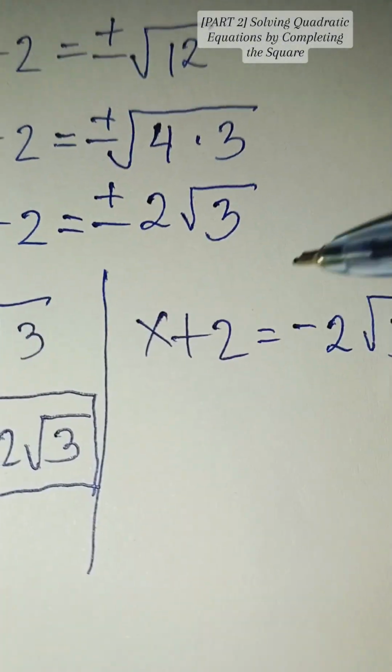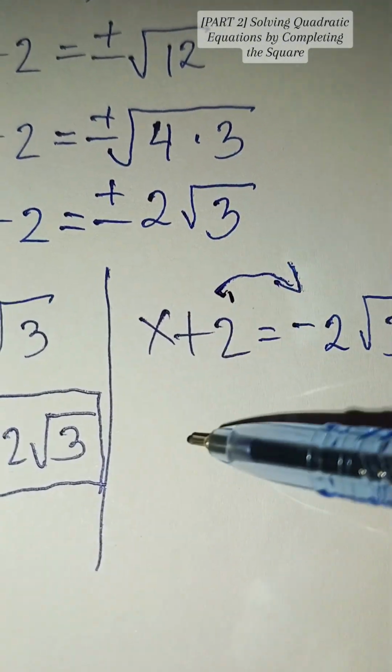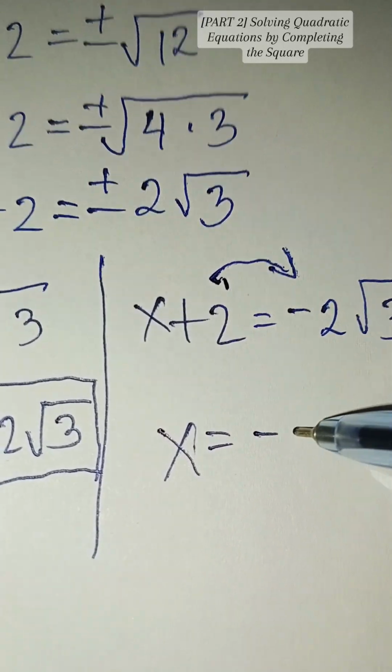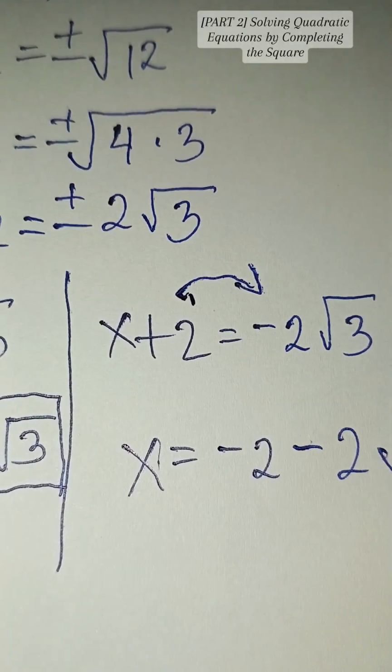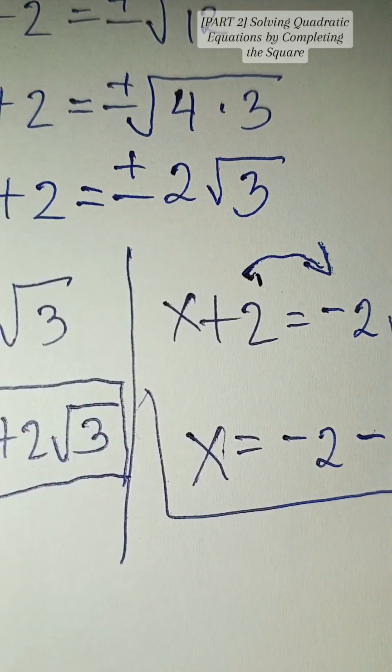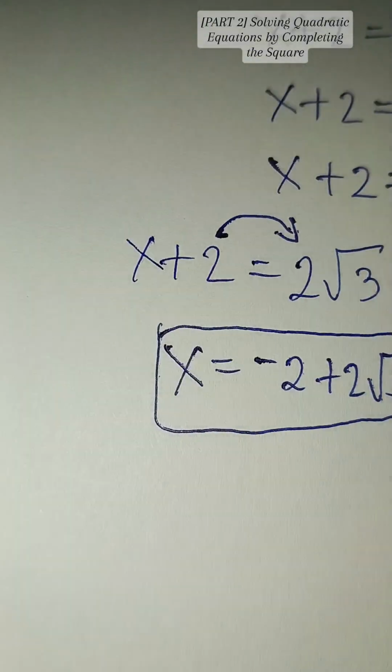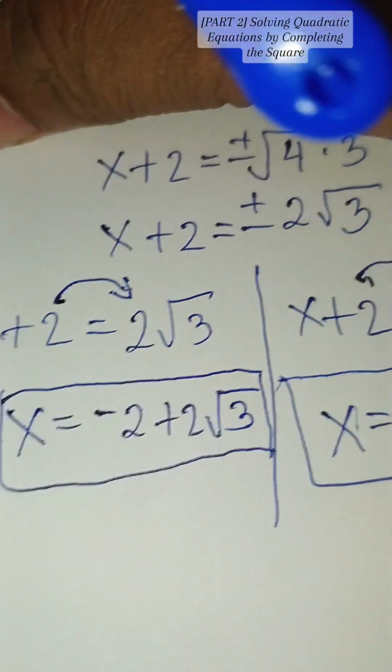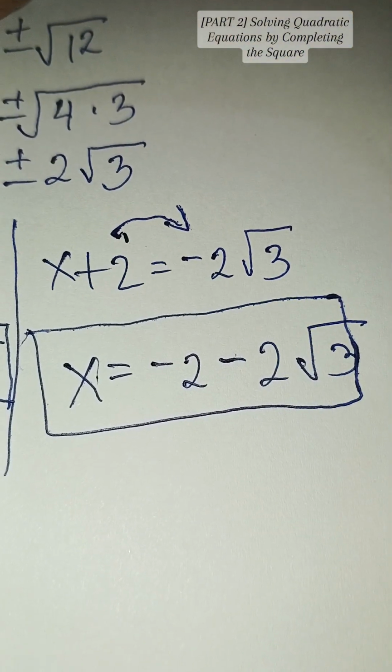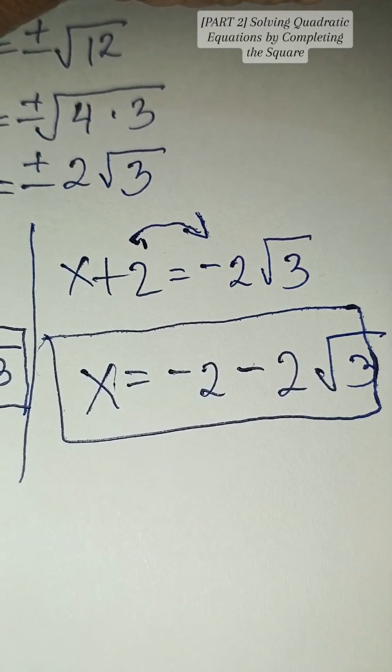Then the other one: transpose to the right, so x equals negative 2 first, minus 2 square root of 3. So that is the answer. You have x equals negative 2 plus 2 square root of 3 and negative 2 minus 2 square root of 3. Okay?